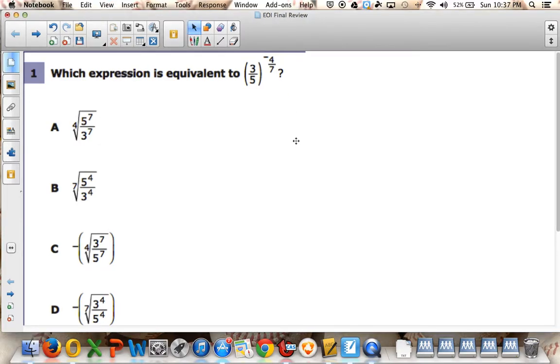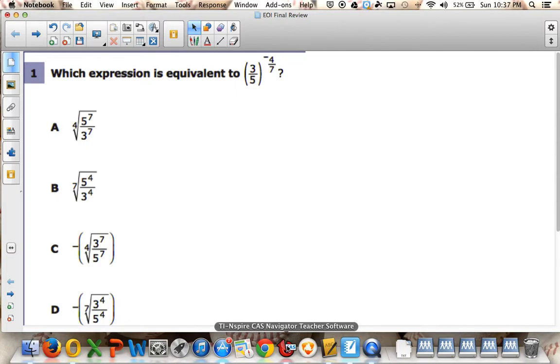Hello class, today we will be finishing up the final review for our Algebra 2 EOI. We're going to start with this question right here. Which expression is equivalent to 3/5 raised to the negative 4/7 power?